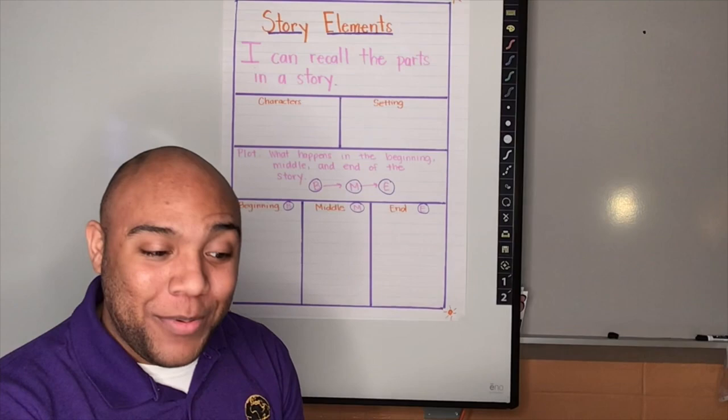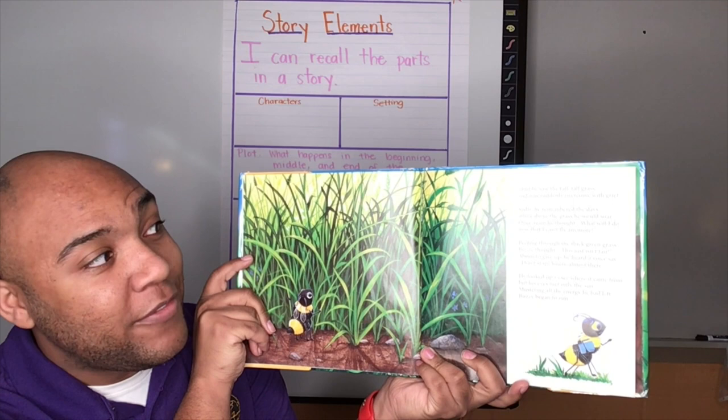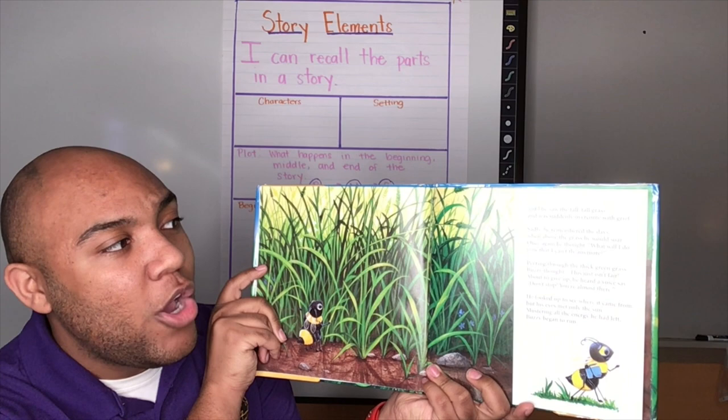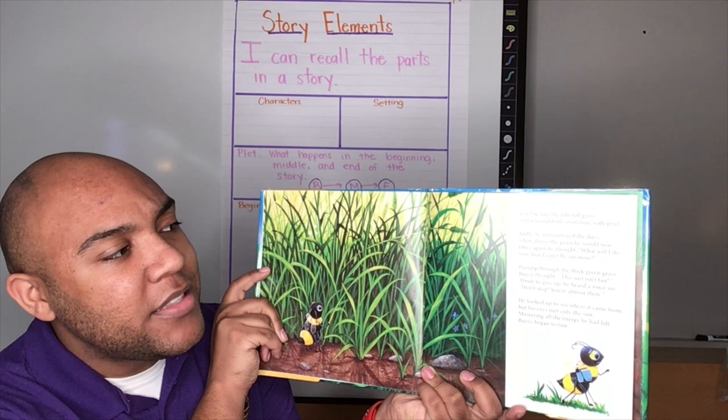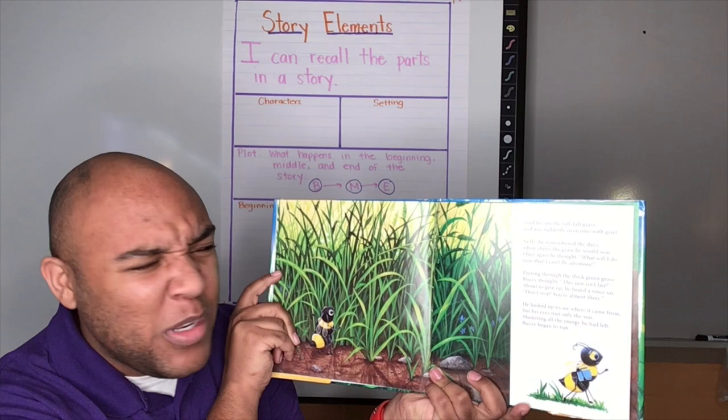That is, until he saw the tall, tall grass and was suddenly overcome with grief. Sadly, he remembered the days when above the grass he would soar. Once again, he thought, what will I do now that I can't fly anymore? Peering through the thick green grass, Buzzy thought, this just isn't fair. About to give up, he heard a voice say, don't stop, you're almost there. He looked up to see where it came from, but his eyes only met the sun. Mustering all the energy he had left, Buzzy began to run.